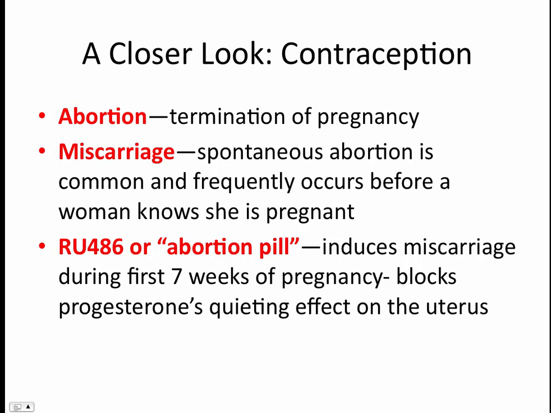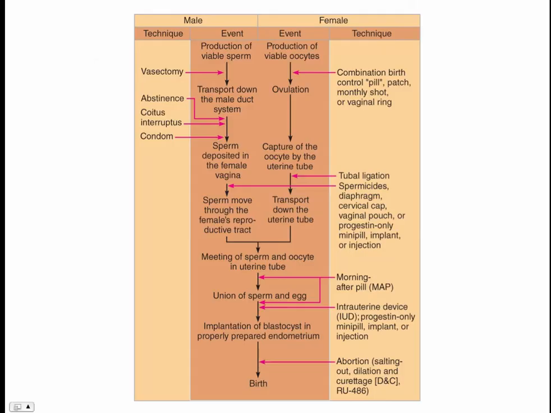Abortion, this is termination of pregnancy, and a miscarriage is a spontaneous abortion that is common and frequently occurs before a woman knows she is pregnant. And how the abortion pill works, the RU486, this is going to block progesterone's quieting effects. Remember, you need progesterone to maintain that endometrium, and if we don't have that progesterone, then what's going to happen? This is going to be really unstable, and therefore that'll eventually give rise to that abortion.